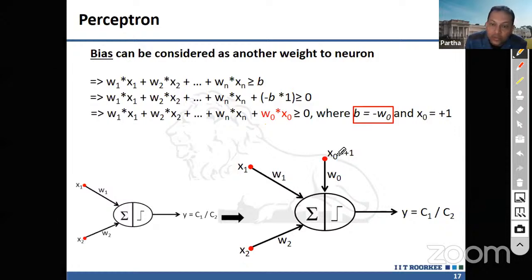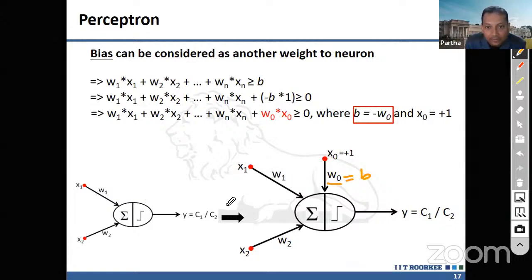we have w0 x0, where w0 I can say is a bias. It is a simple bias. b into 1, that means it's a bias only. So this equation is actually the same. I'm just rewriting. The style is different, but it is actually the same.